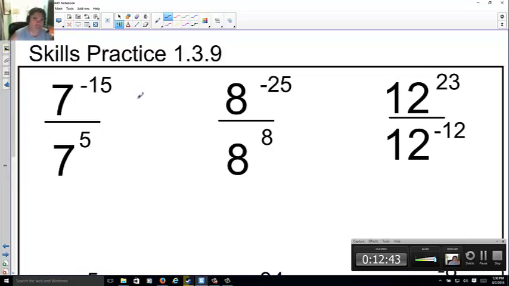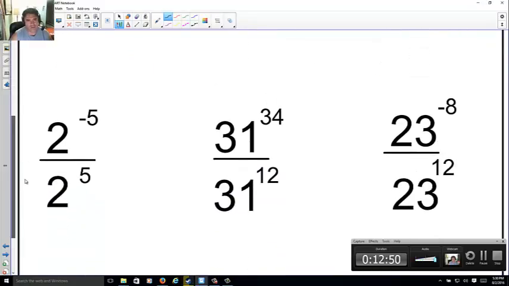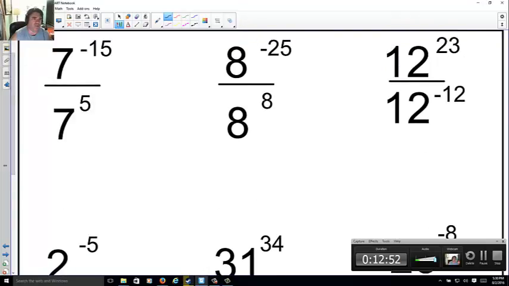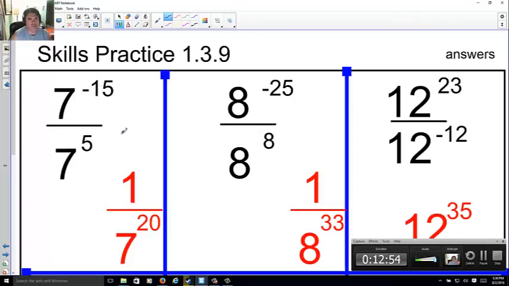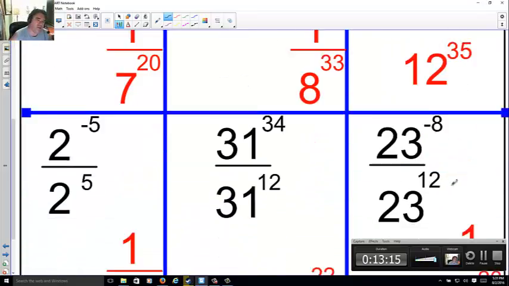Skills practice, but I think I should work with you on these. If you want to pause and go ahead, there's these 3, and then there's these 3 you can pause. But let me walk you through the results here. For this one, the 15 goes down, so 5 plus 15 makes 20. It's on the bottom. This 25 goes down to combine with 8 to make 1 over 8 to the 33rd. This actually goes up, trying to trick you, because down goes to top. Add 12 to make 12 to the 35th.